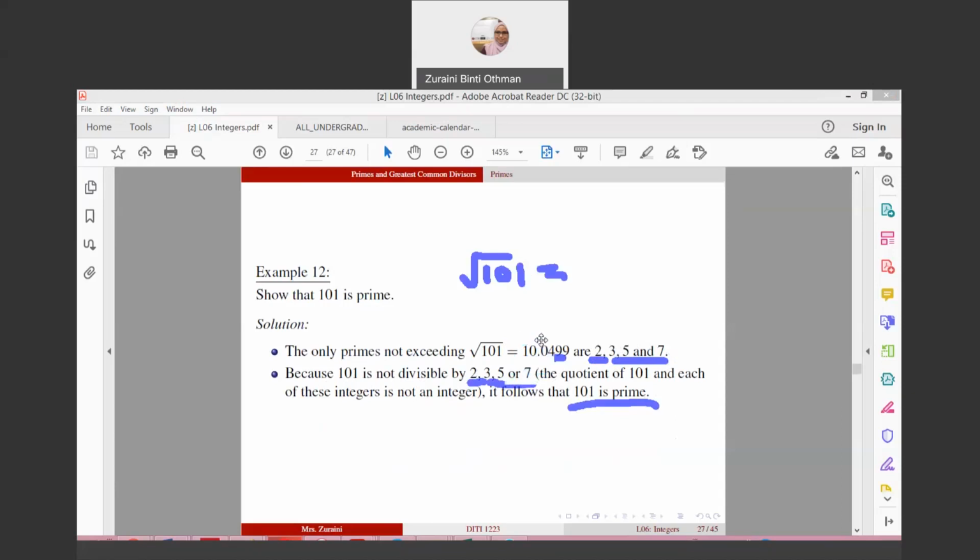Tak perlulah kita nak buat seterusnya. Lepas 7 berapa? 11. Bahagi lagi. Lepas tu kita nak cuba lagi. So tak perlu. So by using previous punya theorem, kita dah cari square root of 101 ni, kita dapat 10. So kita just consider nombor yang lebih kecil daripada 10 saja untuk cari dia punya prime factorization. Kalau dia tak dapat, maksudnya sampai 7 tak dapat, so kita tak perlulah buat 11 sampai seterusnya kerana it enough. So we can conclude that 101 is a prime here.